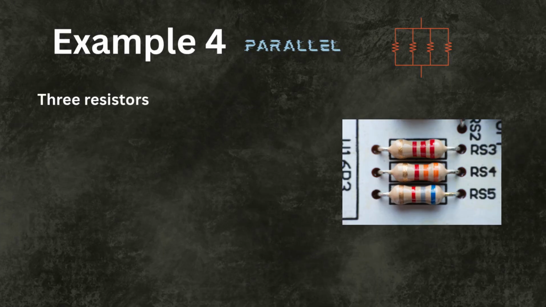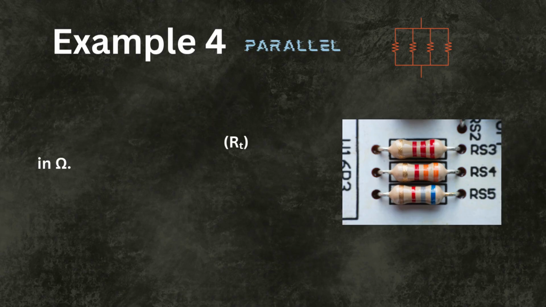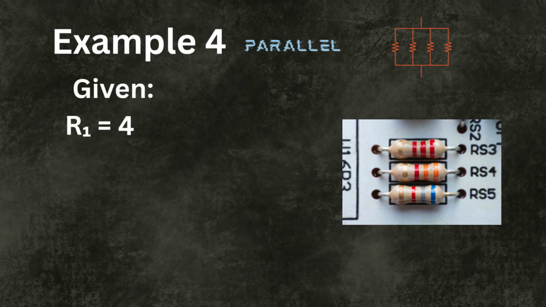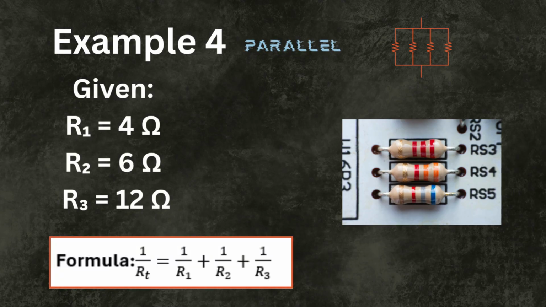Example 4. 3 resistors are connected in parallel, 4 ohms, 6 ohms, and 12 ohms. Find the total resistance in ohms. Given, resistance 1 equals 4 ohms. Resistance 2 equals 6 ohms. Resistance 3 equals 12 ohms. The formula is 1 divided by the total resistance equals 1 divided by resistance 1 plus 1 divided by resistance 2 plus 1 divided by resistance 3.